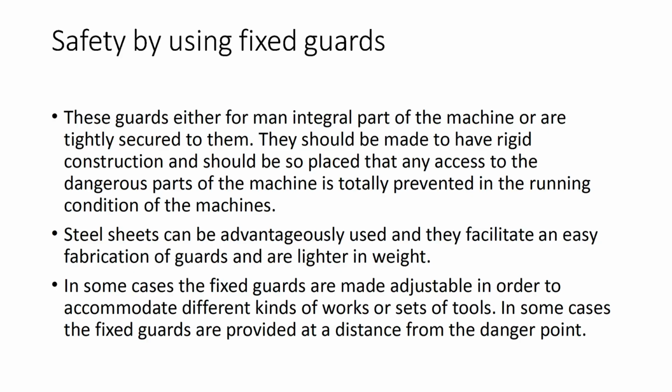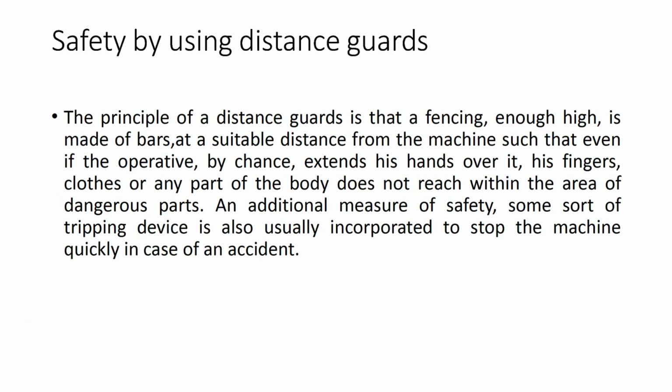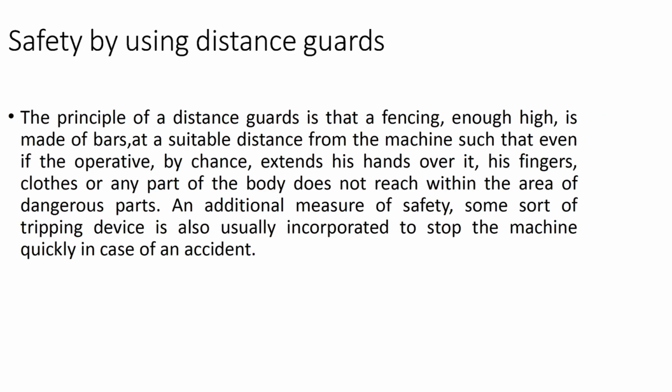the danger point. Then we have safety by using distance guards. The principle here is simple. A high fencing is made of bars at a suitable distance from the machine. This ensures that even if the operator extends his hands over it, his fingers or clothes cannot reach the dangerous parts. An additional safety measure is a tripping device to stop the machine quickly in case of an accident.